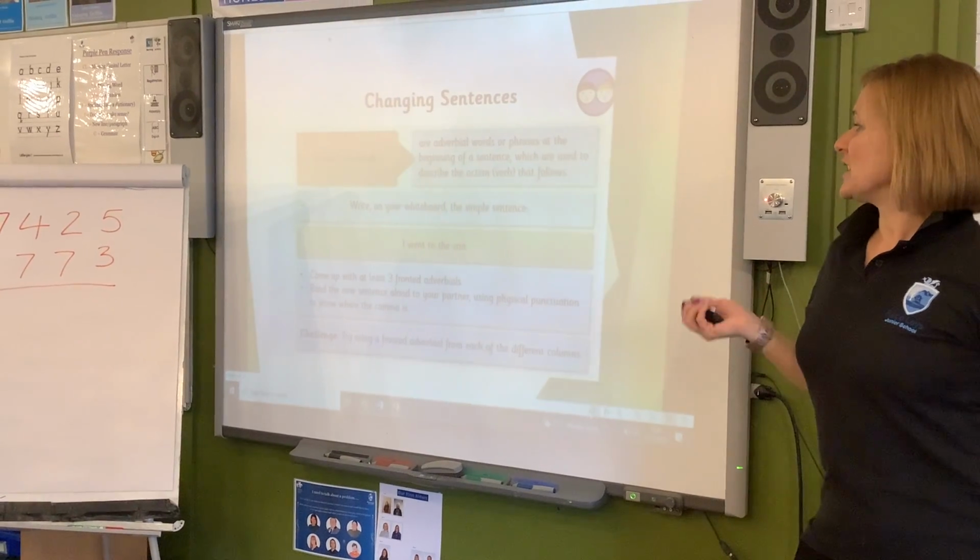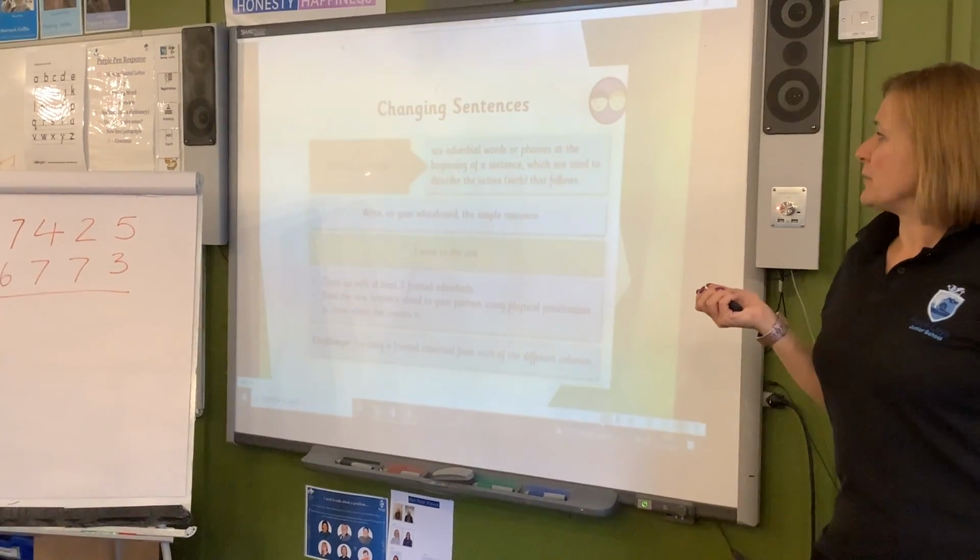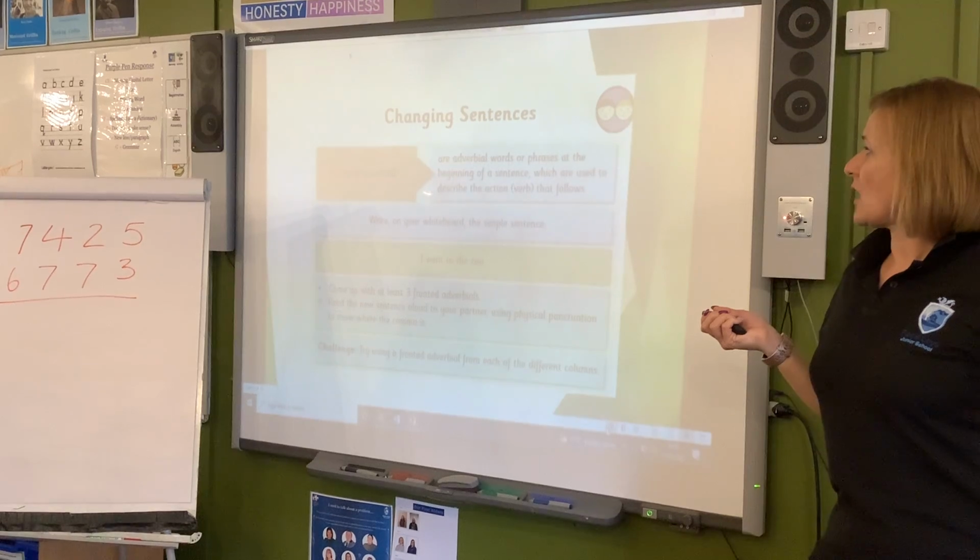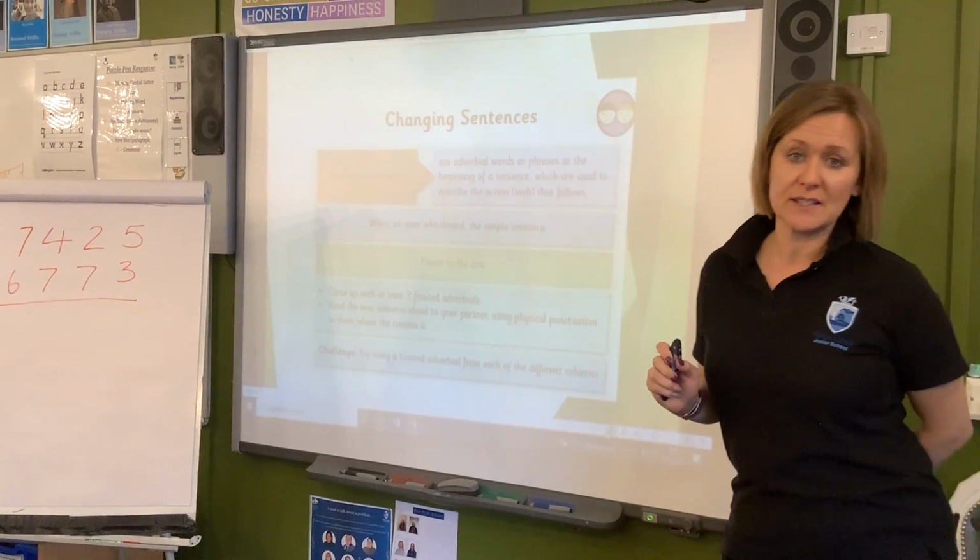We're going to look at changing sentences. So again, these are your fronted adverbials, which we're going to start using in our everyday writing.